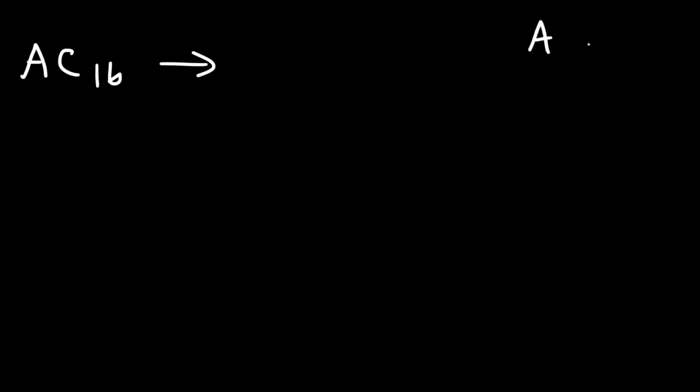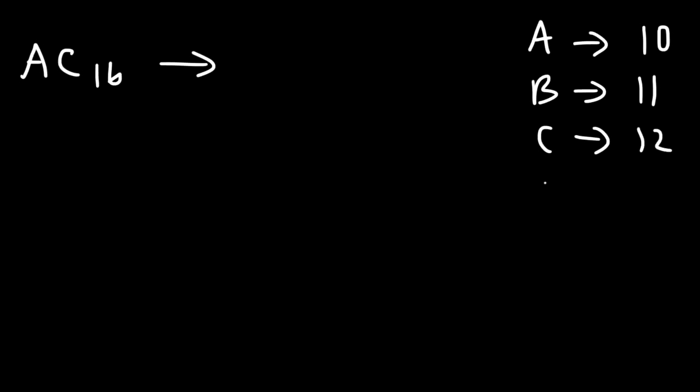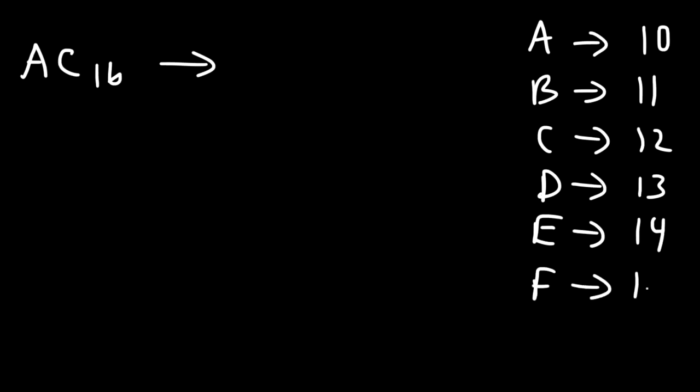Well, first, we need to change the letters A and C into numbers. So you need to know that A in the hexadecimal system corresponds to 10 in the decimal system, B corresponds to 11, C corresponds to 12, D corresponds to 13, E is 14, and F represents 15. So we can replace A with 10, and we can replace C with 12.